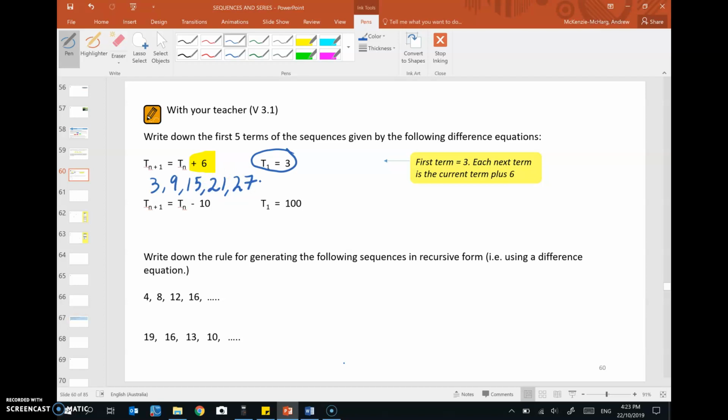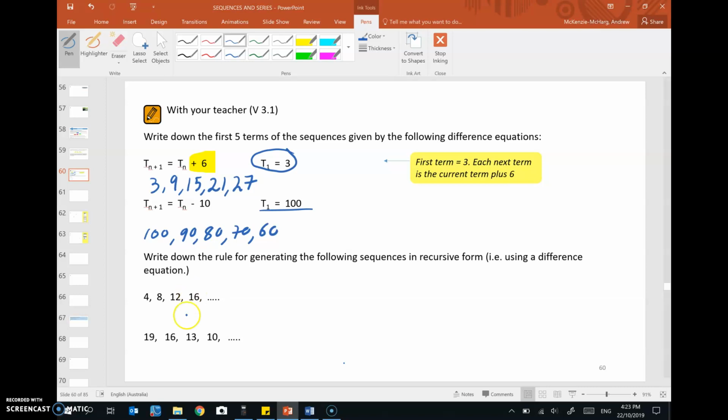You might want to pause and try the next one on your own, then I'll do it. Okay, so in this one, the first term is 100, so we're going to start with 100. Now, to get to the next term, we subtract 10. So we're going to go 90, 80, 70, and then 60 for the 5th term.